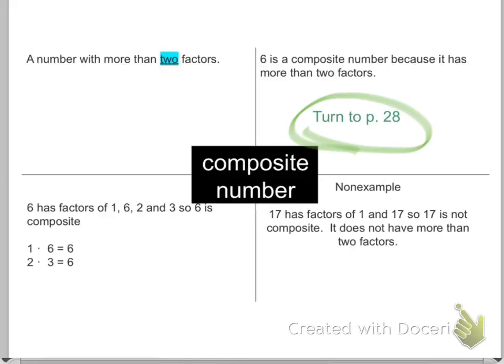Composite number, a number with 2 or more factors. 6 is a composite number because you can make the rectangular arrays 1 by 6 and 2 by 3. Composite number has 2 or more factors.